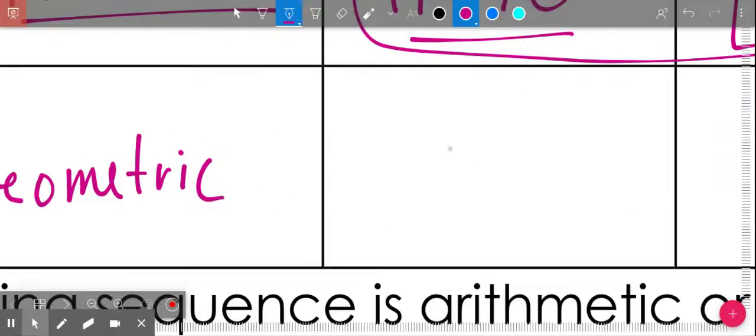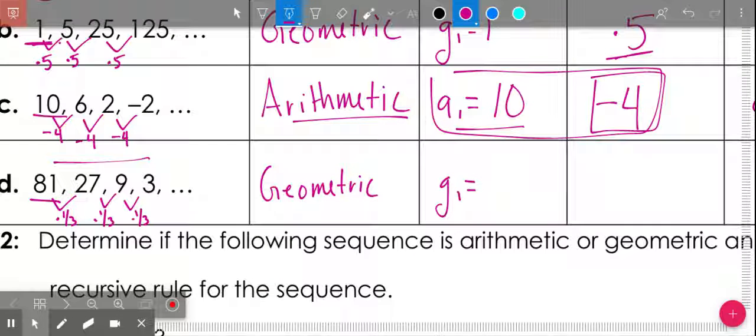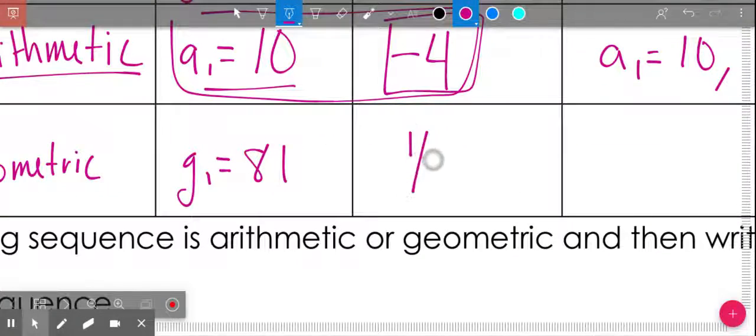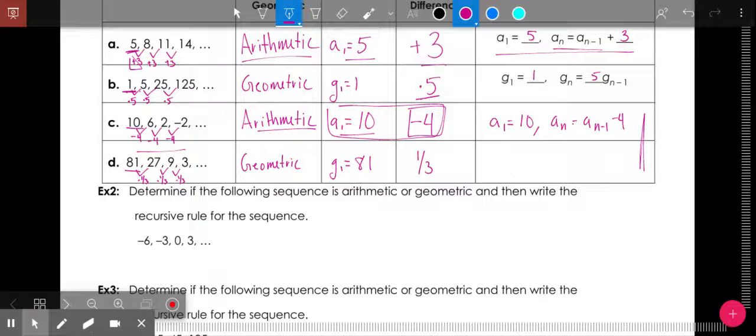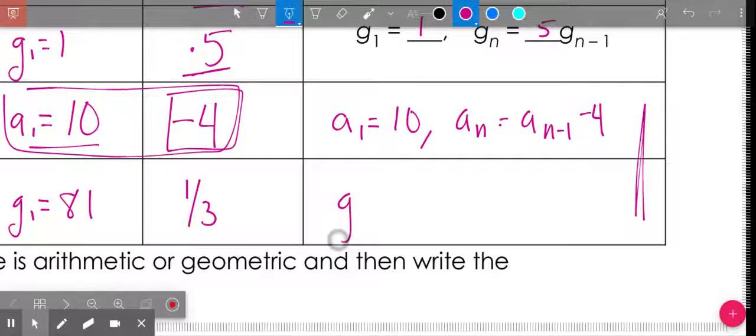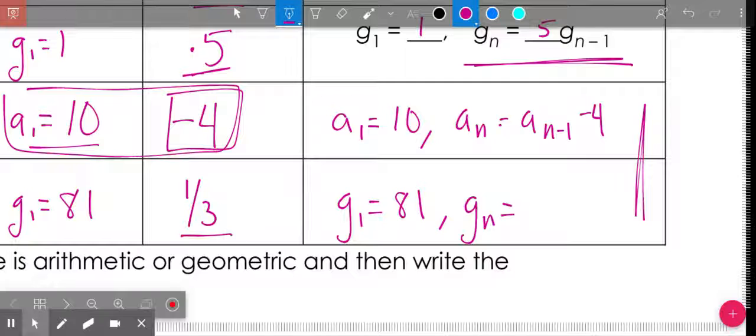Since it's geometric, that means we need g sub 1, and our very first term is 81. And what was our ratio? We were multiplying by 1/3. So now we're just going to fill in all of our pieces. We're going to have g sub 1 equals, my first term was 81. And then the rest of our rule looks like this. So we'll have g sub n equals, our ratio goes up front, so 1/3, and then g sub n minus 1. And that's it.